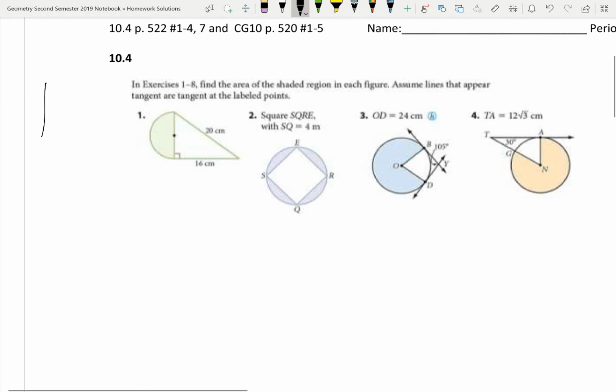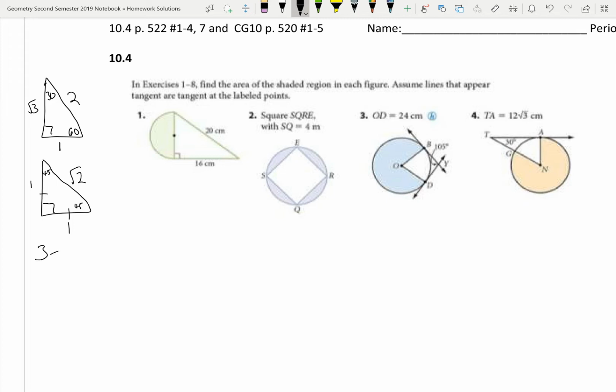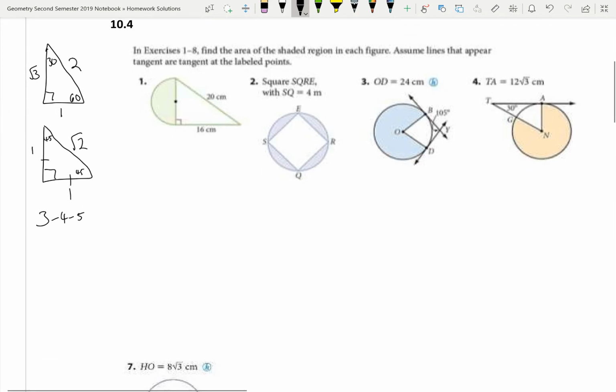So to review, if it's a 30, 60, 90, then you're going to have a short leg across from a 30-degree angle, and then a longer leg and the hypotenuse, and the ratio is 1, √3, 2. And if you have an isosceles right triangle, that's going to be a 45, 45, 90, and the ratio will be 1, 1, √2. You also have some Pythagorean triples, such as 3, 4, 5. Okay, let's go ahead and keep these in mind as we do the problems.